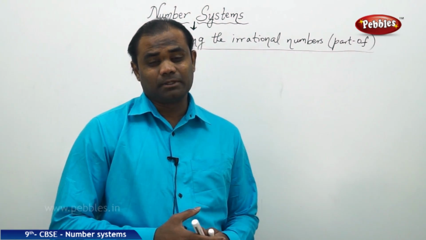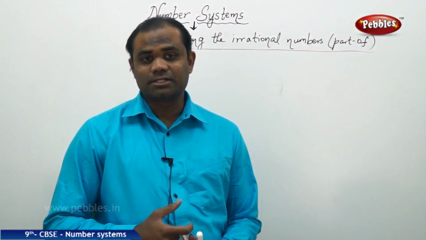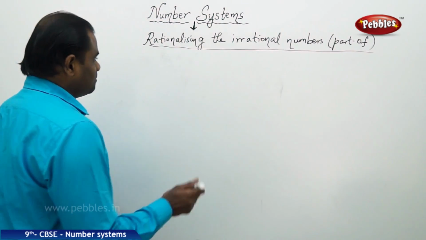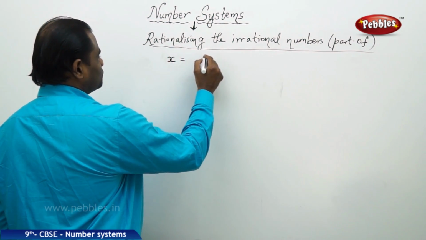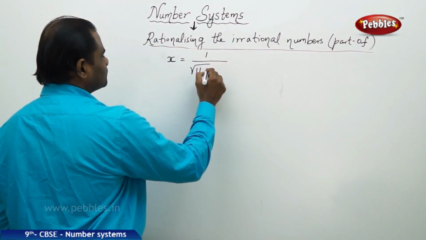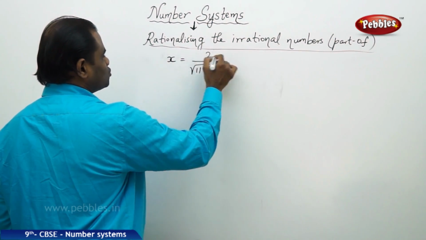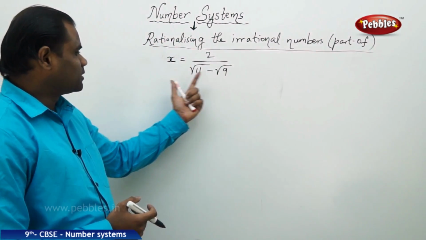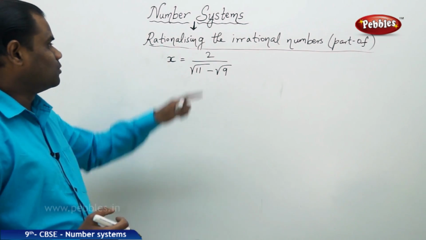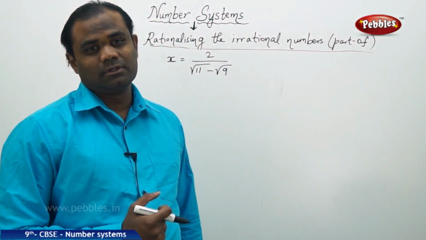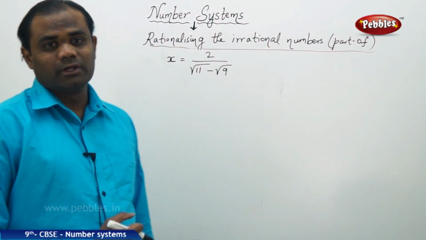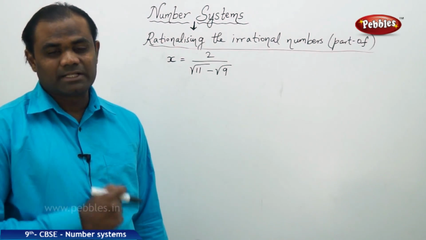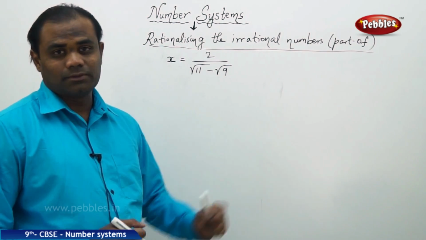Let's see one more example through which we understand the rationalizing concept of an irrational number better and stronger. For example, I have 2 by root 11 minus root 9, and I clearly see that the denominator has irrational numbers and the numerator has strictly a rational number. My question here is, how do we rationalize the denominator, which is presently irrational? Let's see how we can rationalize the denominator here.